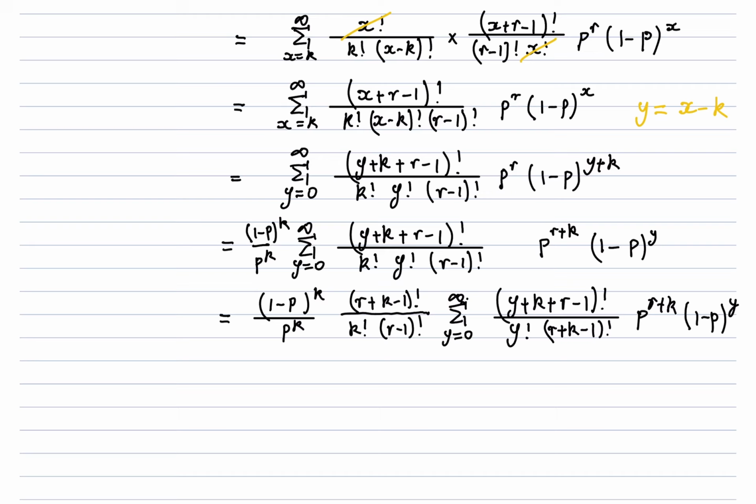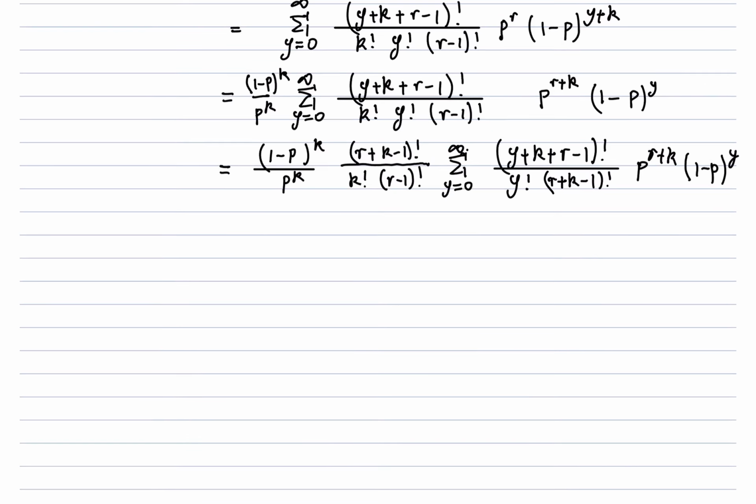And now we've done what we promised. This whole expression here is starting to look like a PMF. In particular, this second half of the expression, 0 to infinity, is looking like the sum of a probability mass function, where y has a negative binomial distribution, not with parameters r and p, but rather with parameters r plus k and p. So this is just a little bit of a tricky technique here for that second half.